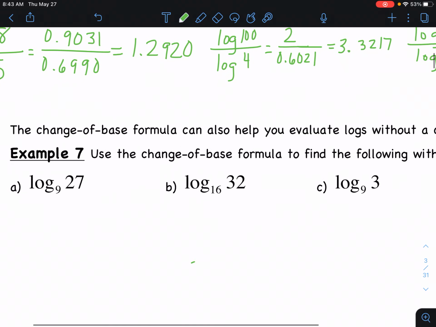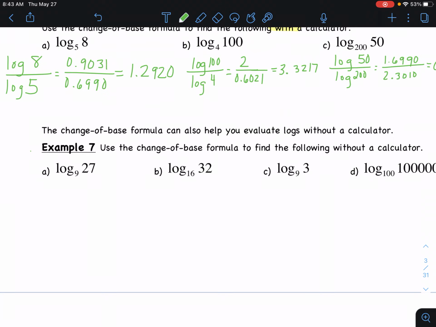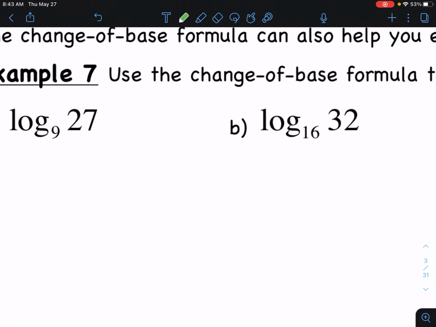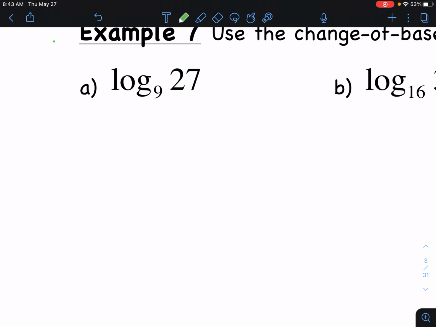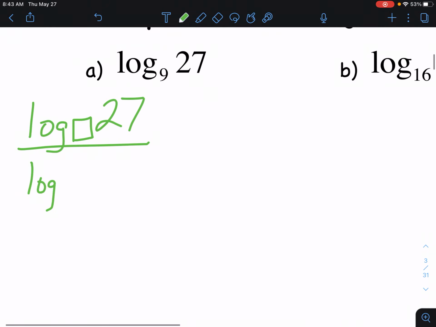Okay, next part. The change of base formula can also help you evaluate logs without a calculator. We can use the change of base formula to find the following without a calculator. Now, this can get a little bit tricky. So when I'm trying to do this without a calculator, I'm trying to think, what can I put, bear with me here.